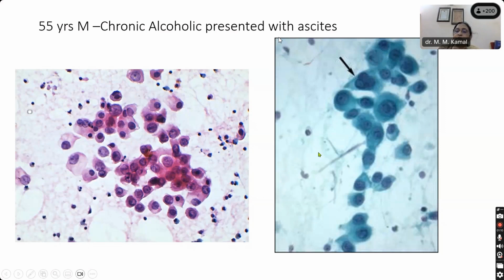Ma'am, it is there, but in case of reactive mesothelial cells, also there can be variation in sizes. Yes, very true. They can show marked variation in size. What is more important, the nuclear membranes are very smooth. There is no irregularity of the nuclear membrane. They are still showing the fuzzy margins. They are showing the windowing effect. And here you can see the NC ratio is still maintained.